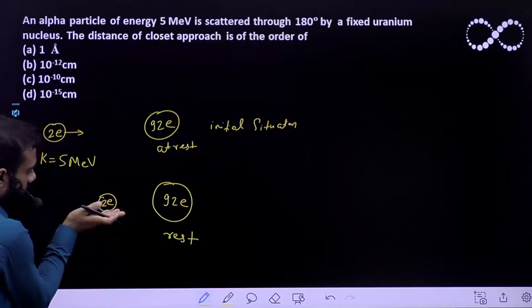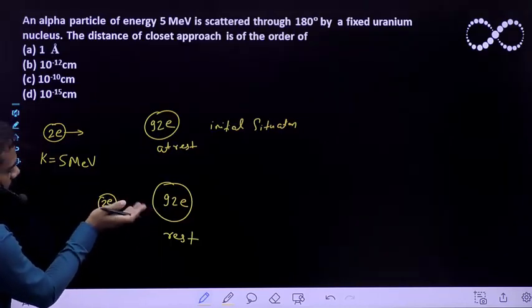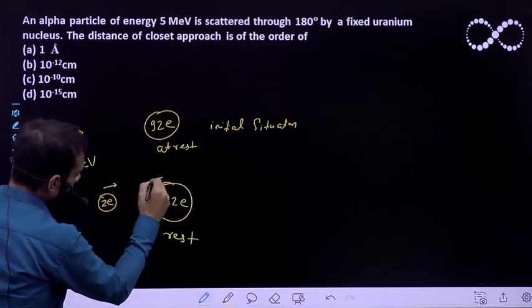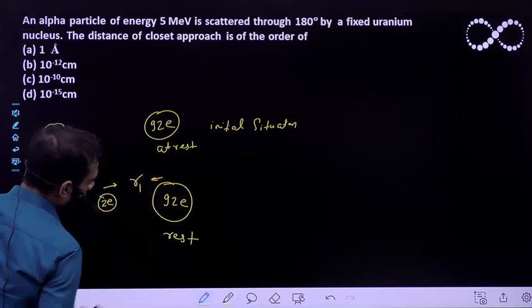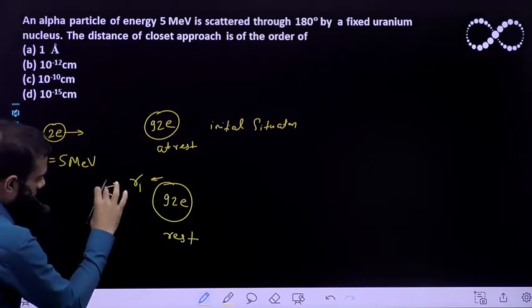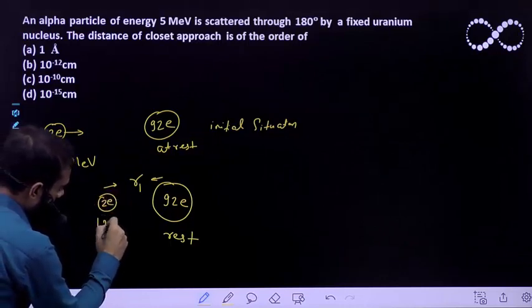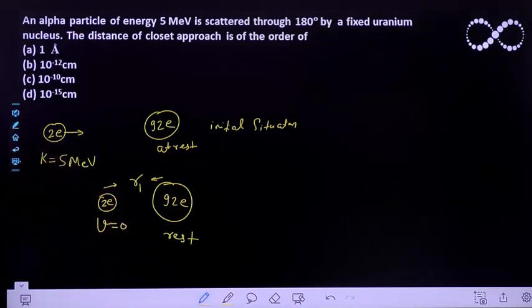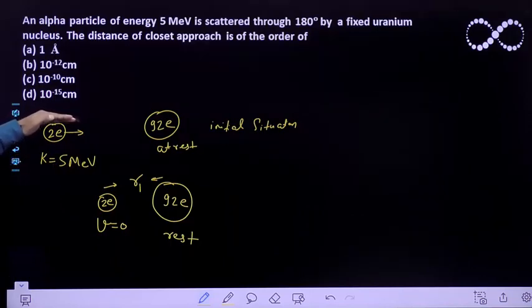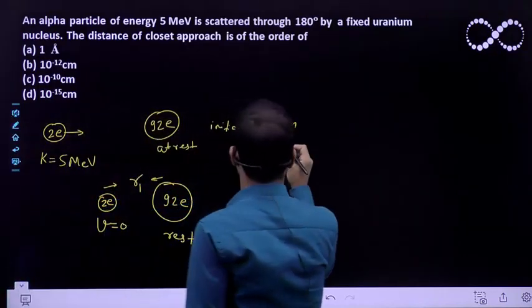Since in this case it is the nearest, it is the closest approach here. Let us assume this distance is r, I am taking r1. Since this is the closest approach, here the speed of the alpha particle will also be 0. So at this moment it will also come to rest. Now you can conserve the energy here. Whatever total energy is there initially will remain the same finally. So let us conserve the energy in this question.